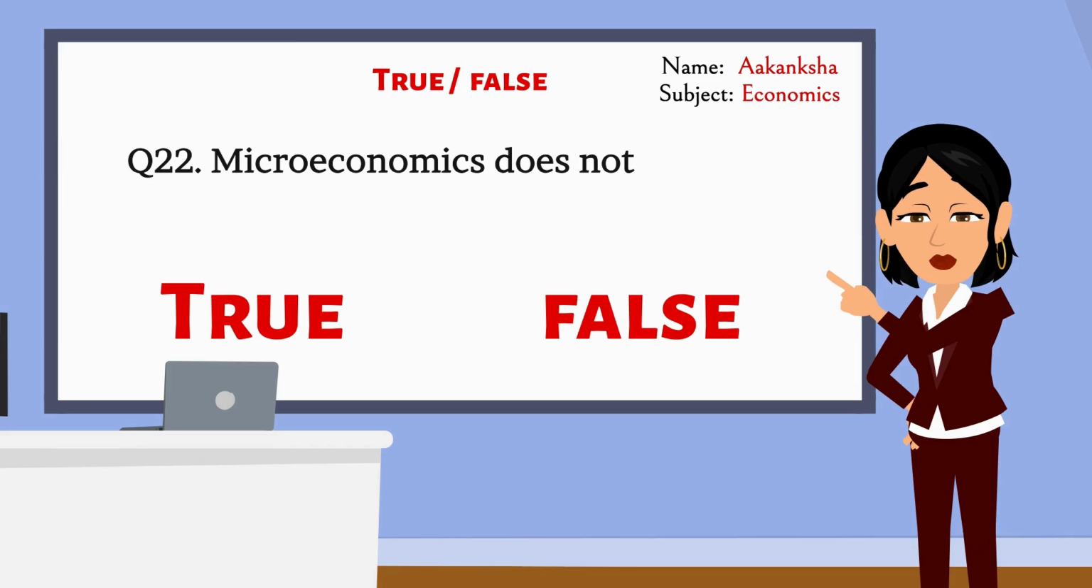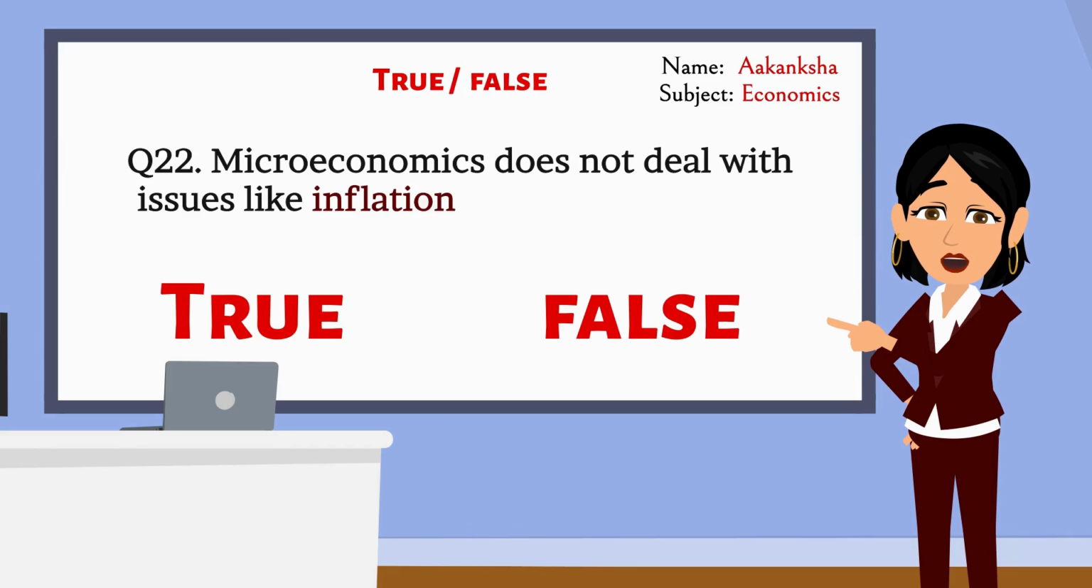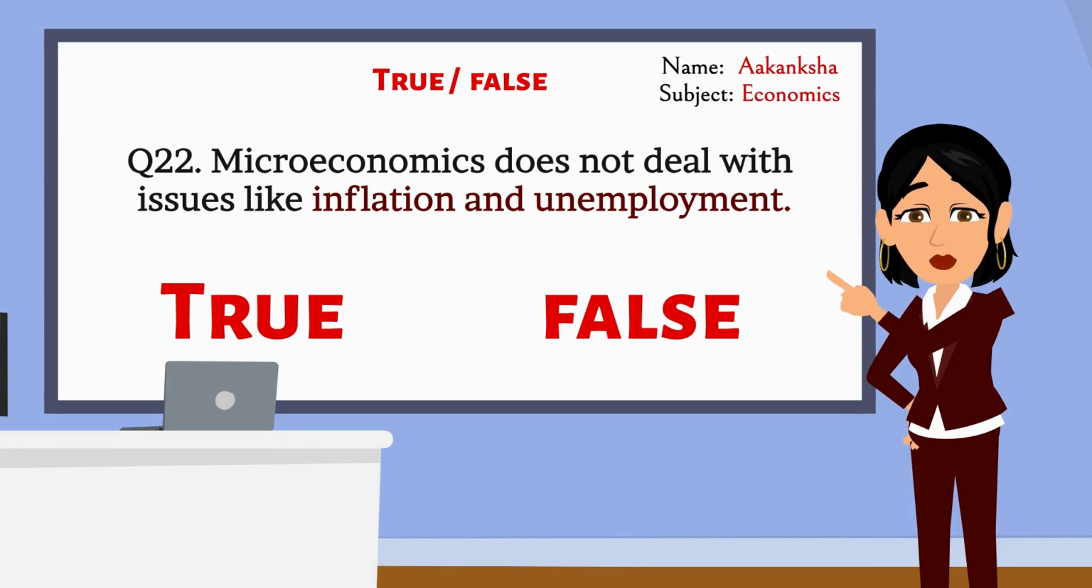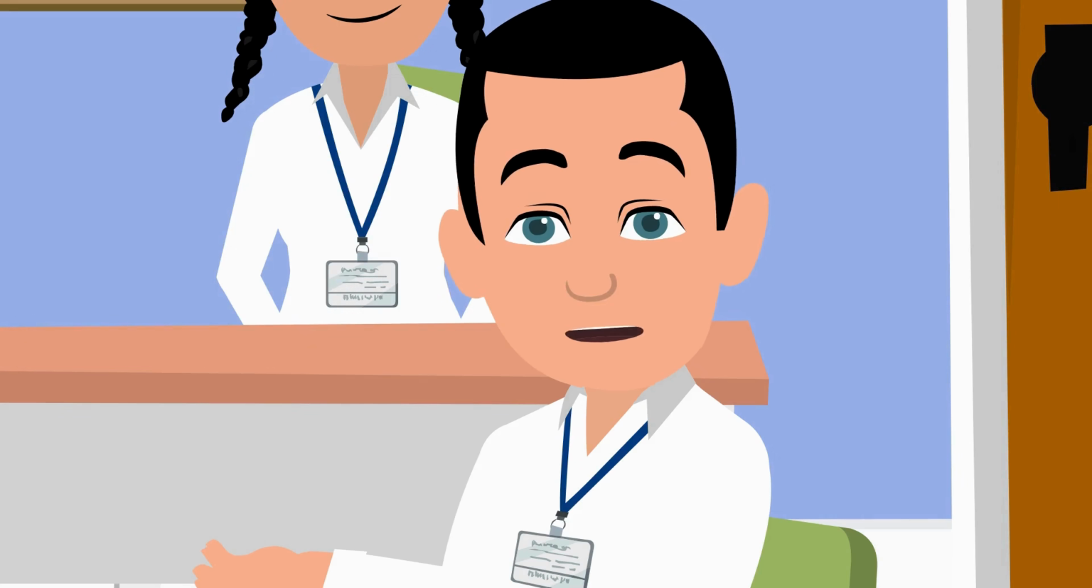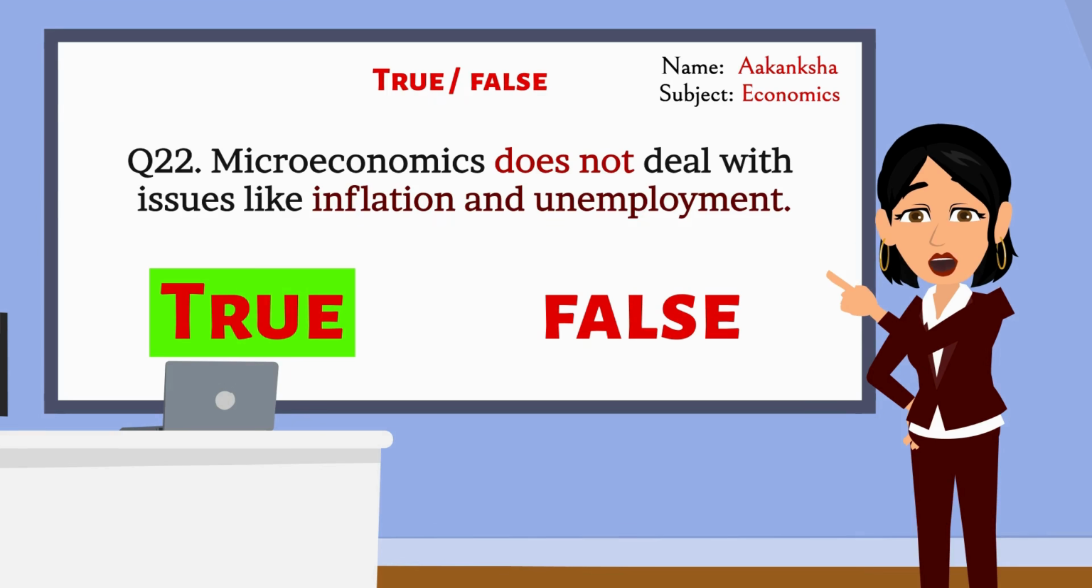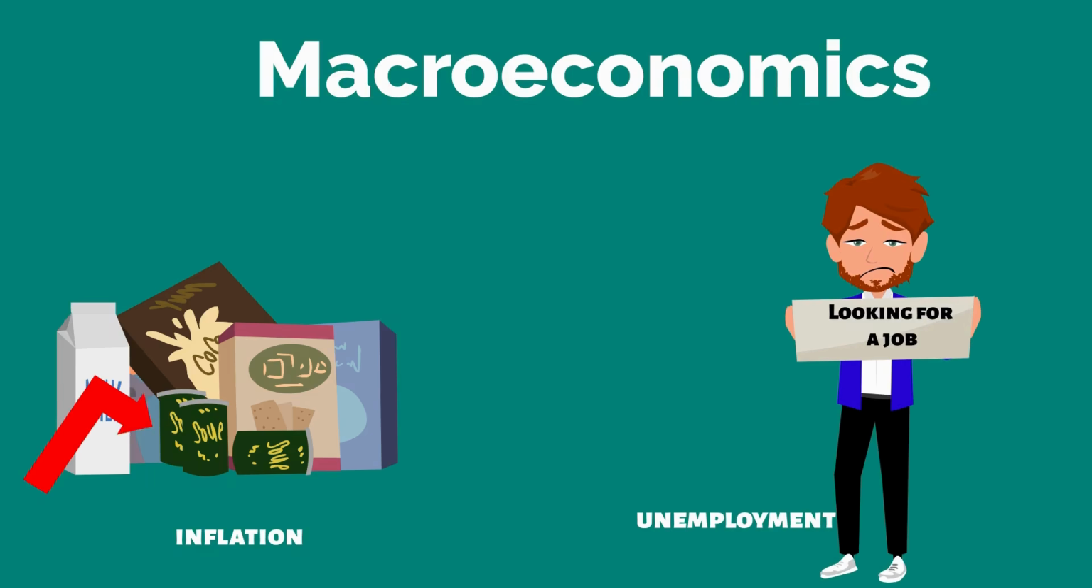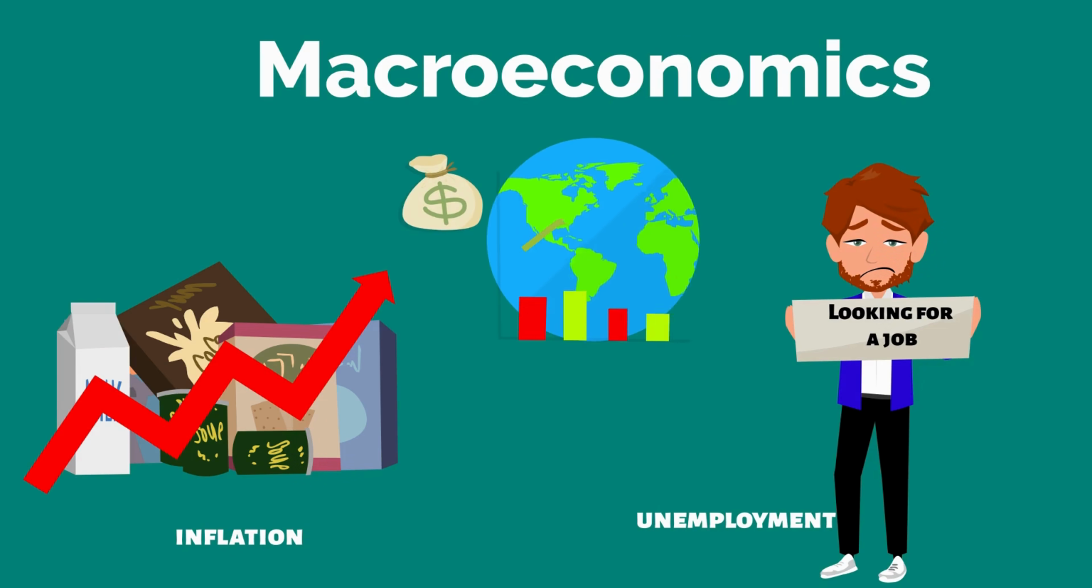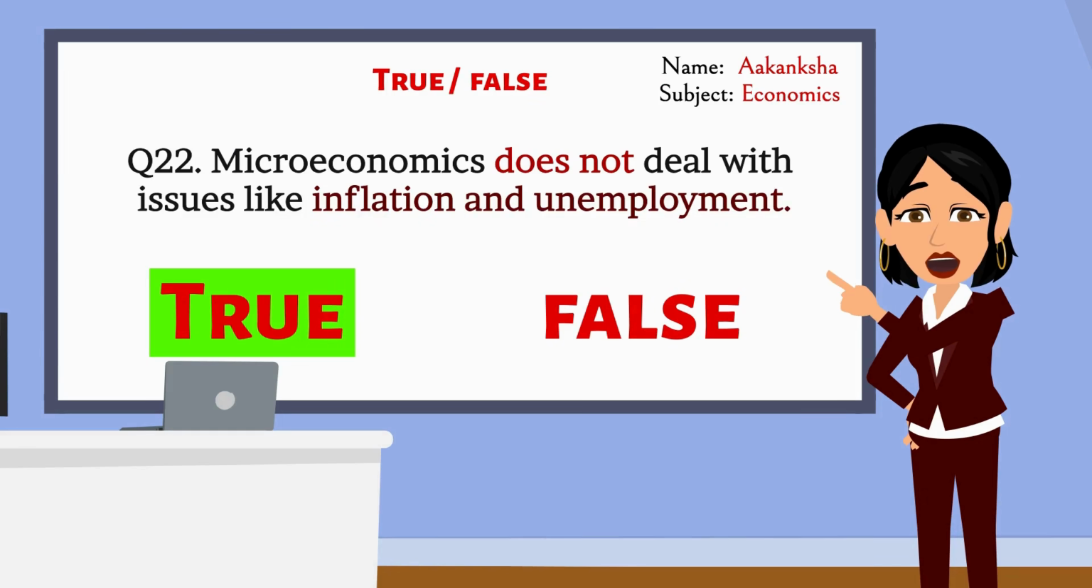Question 22. Microeconomics does not deal with issues like inflation and unemployment. True or false? It's true, microeconomics does not deal with issues like inflation and unemployment. That's right. Can you explain why? Inflation and unemployment are part of macroeconomics because they involve the economy as a whole, not individual units. Well done, Ansh. Spot on.